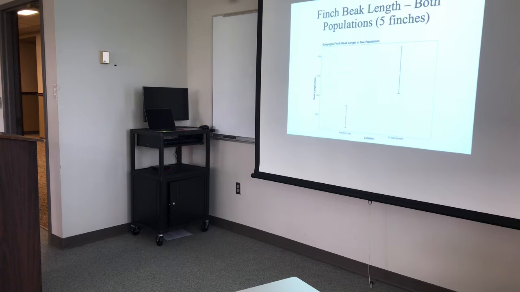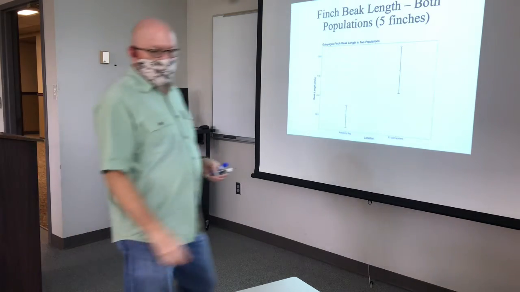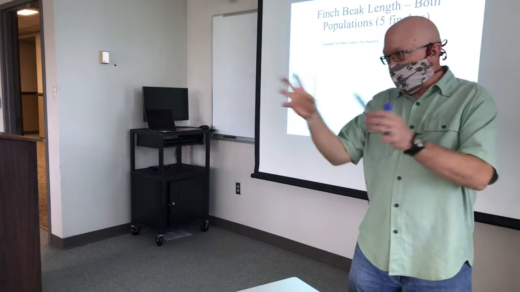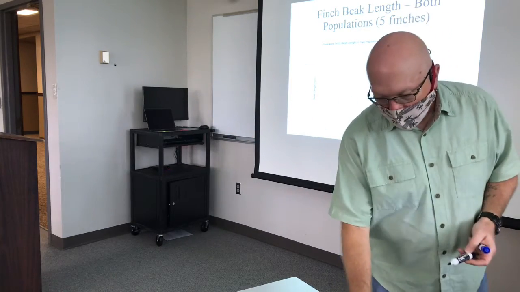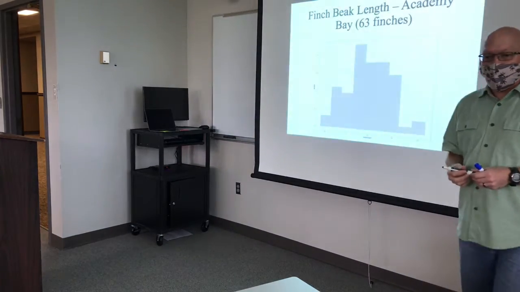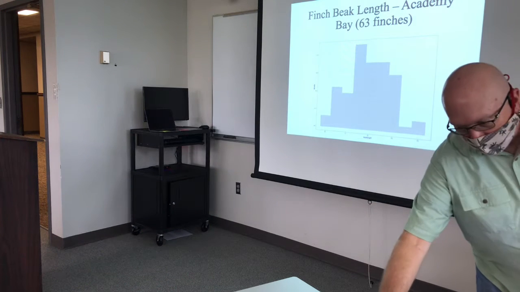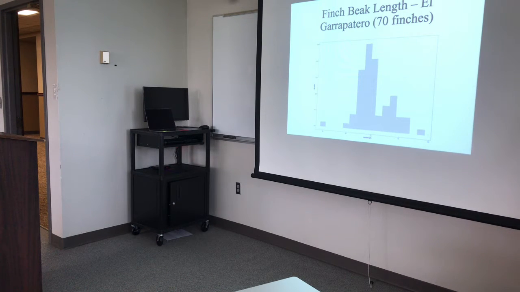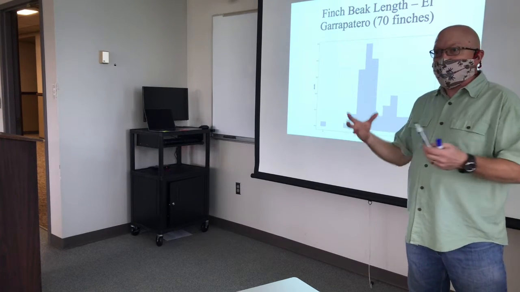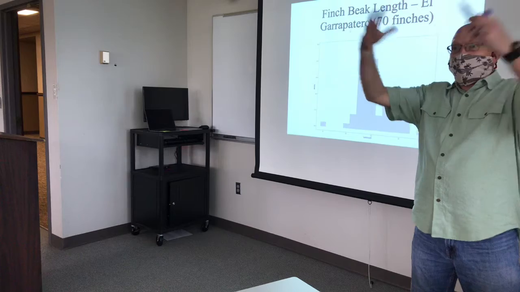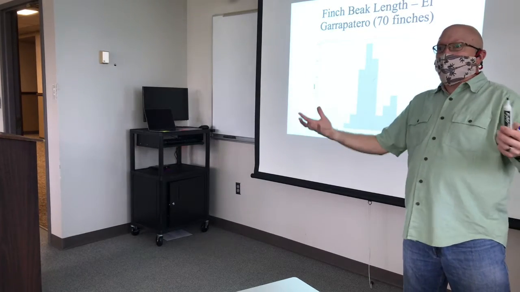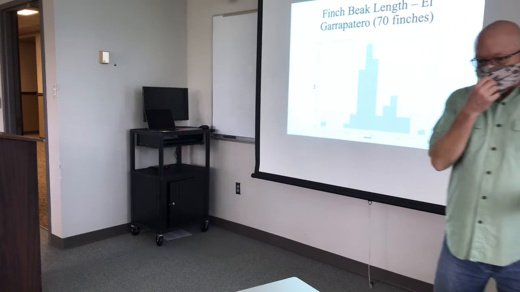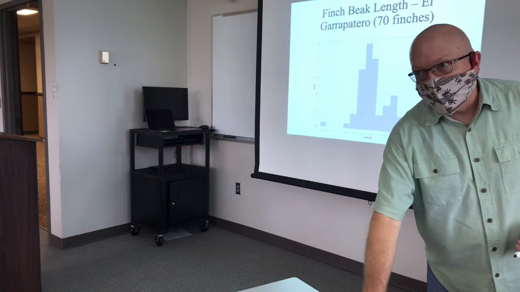I only gave you 5 finches. Does that give you a very good idea of what beak morphology is for Darwin's finches? No, it doesn't. I didn't pick and choose. I just picked 5 random out of a larger data set of 63 finches for Academy Bay and a data set of 70 finches for El Garapatero. The 63 finches and the 70 finches is still a sample of this bigger population, but it's a much bigger sample than a sample of 5 finches. When we plot those, guess what happens?